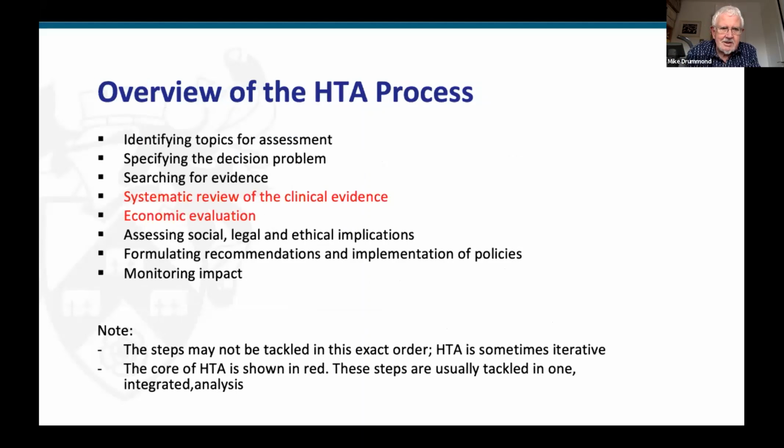So the HTA process really starts with identifying which topics you want to assess. Try to specify exactly what the decision problem is. And then only at that stage, you would search for evidence. If there's clinical evidence, you would ideally do a systematic review of that evidence. And then based on that, we'd do an economic evaluation. And following that, there are also possibly social, legal, and ethical implications. And these should also be taken into account when formulating the recommendations that one might make as a result of an HTA. And of course, we need to monitor the impact of that decision.